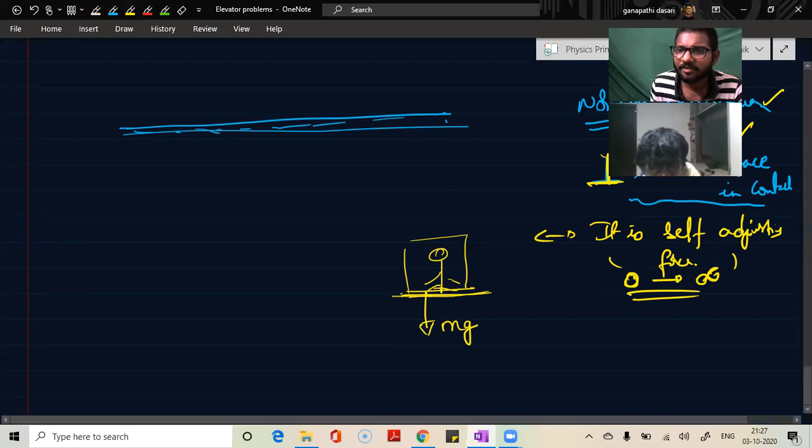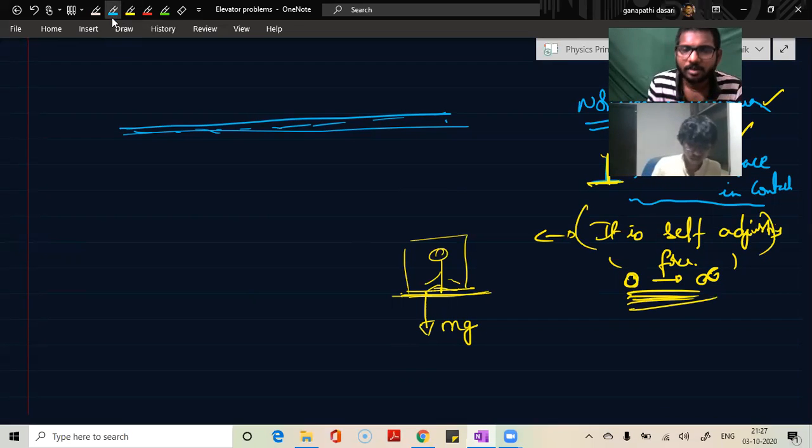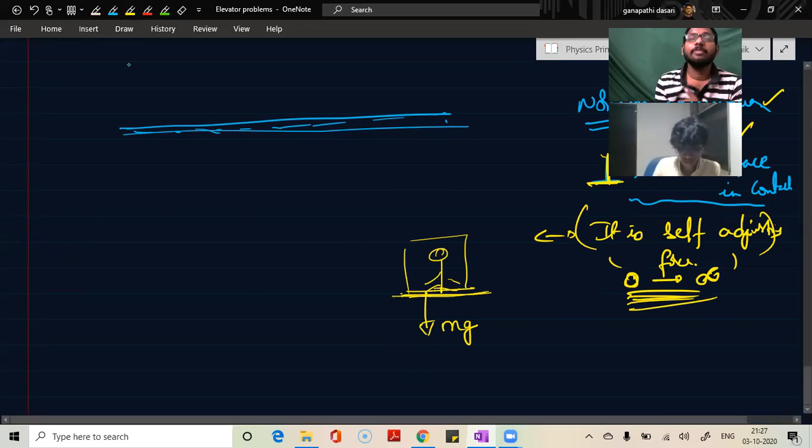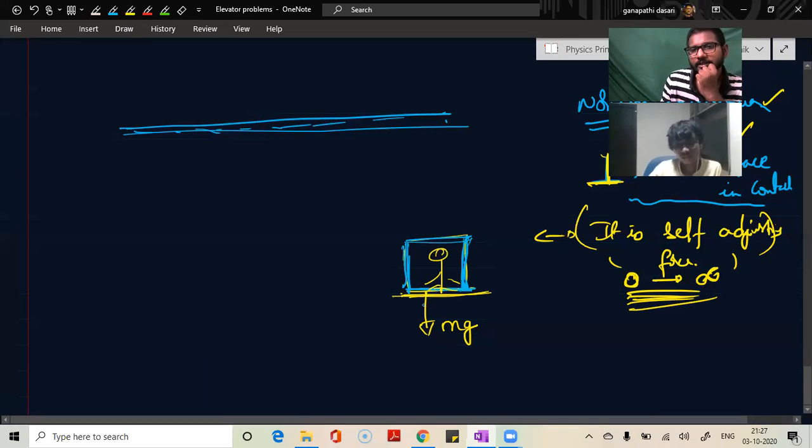Did you write this? It is self-adjusting force, from 0 to infinity. Yes, sir. Try to understand this point carefully. Okay. What are the forces acting on you? You tell me. Gravity is a force. Gravity is acting on you.